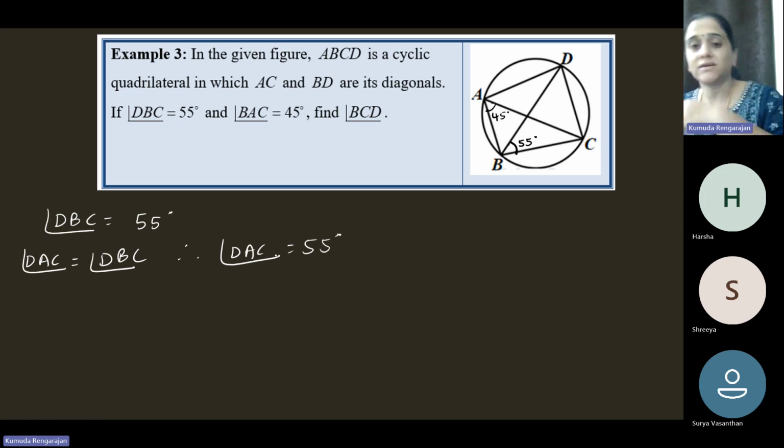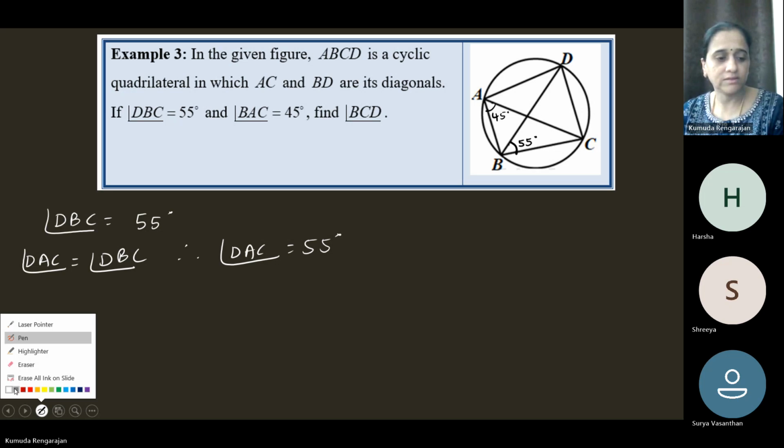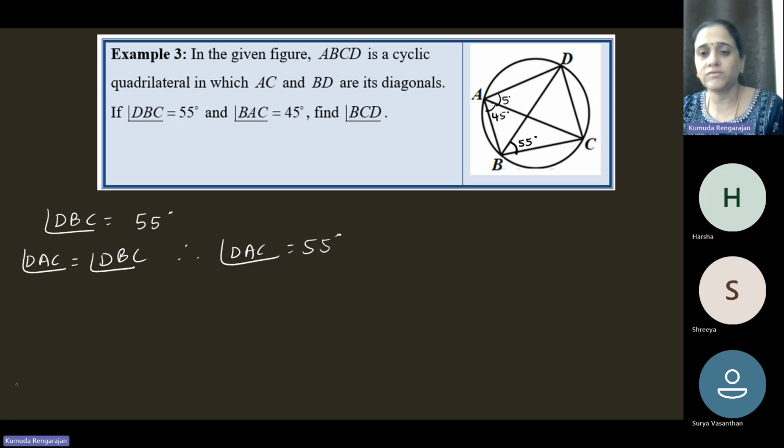See, they're rhyming, no? DAC, DBC. DBC is 55. So DAC, this is also 55. Yeah, next, we have to find this angle.